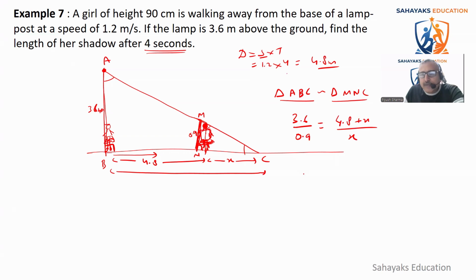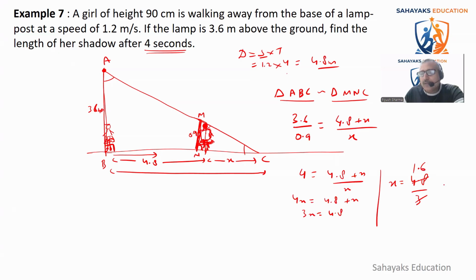Okay, so it comes out to be 4 is equal to 4.8 plus X divided by X. So it becomes 4X is equal to 4.8 plus X. So X goes to the other side. It becomes 3X is equal to 4.8, and X is equal to 4.8 divided by 3. 3 ones are 3 and 3 6s are 18. So 1.6 meters. So the value of X comes out to be 1.6 meters.